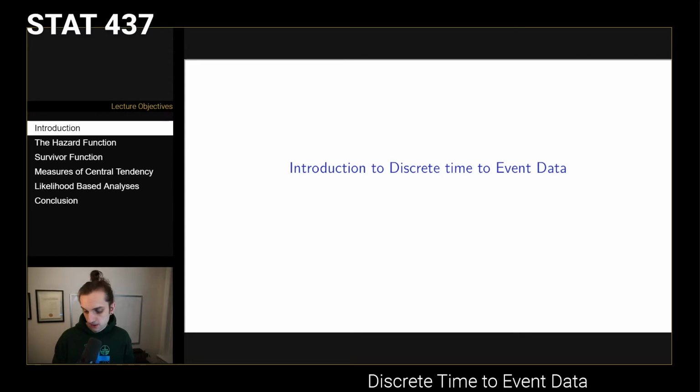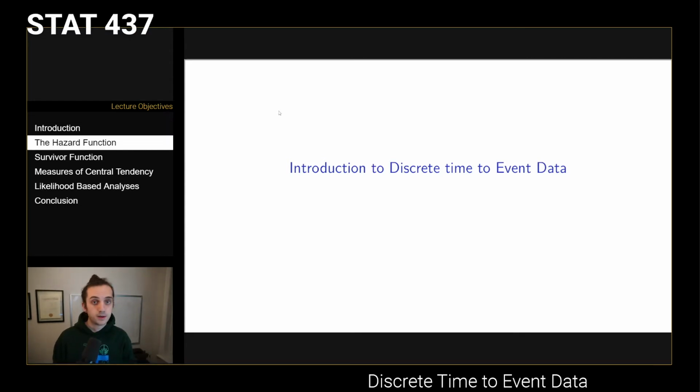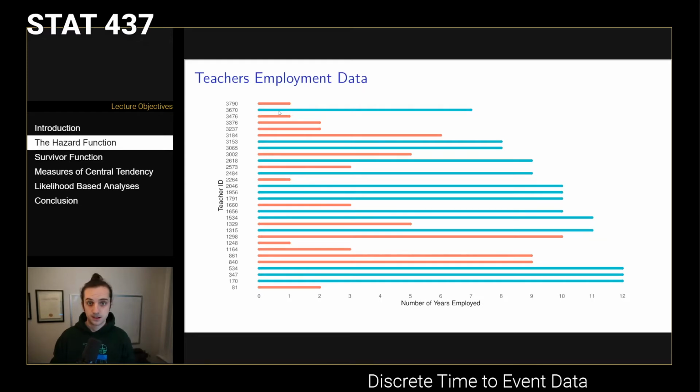So to begin with our introduction here, I want to start by discussing a brief example. These data are available on the course website here. What we're looking at are the employment data for teachers from a survey that was trying to understand teacher turnover. Each one of these bars is the sample for the number of years that a teacher was actually employed. You can see that we have this coloring where we have either red or blue bars. The red bars indicate teachers who ended up leaving their job, so we observed an event for them.